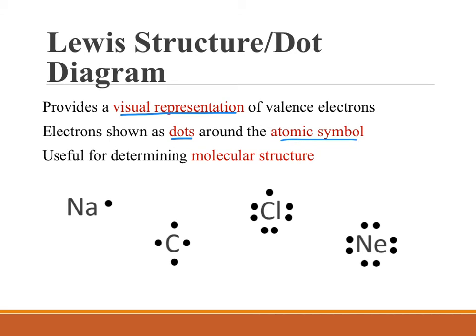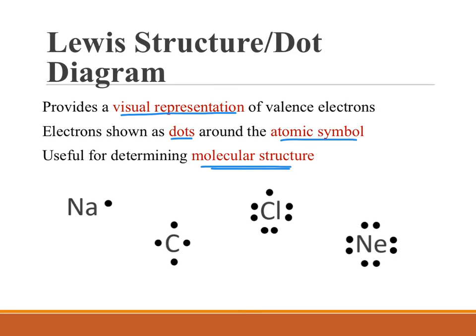And it becomes very useful in the topic we're going to cover next, which is how molecules are put together. By looking at Lewis structures or Lewis dot diagrams, it really helps us figure out what this molecule looks like, and then that can be used to determine other properties of those molecules.